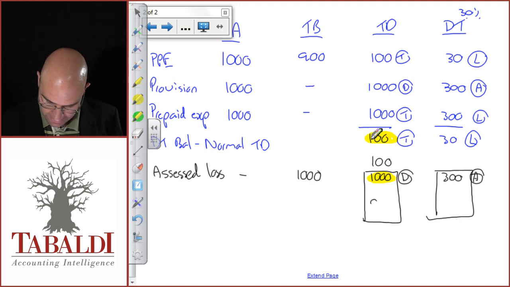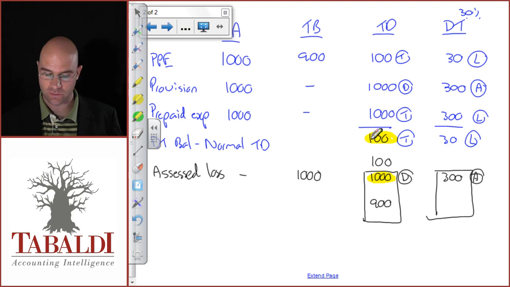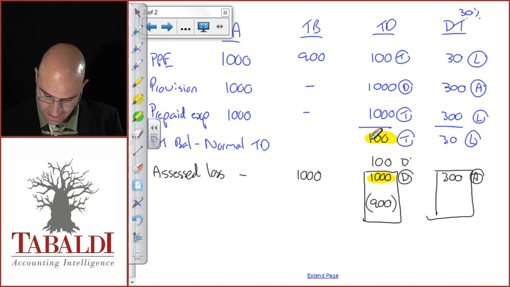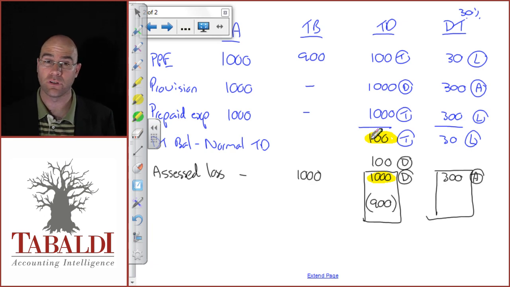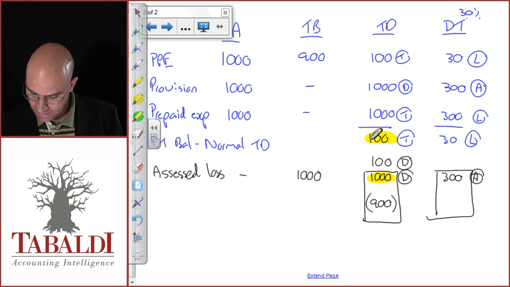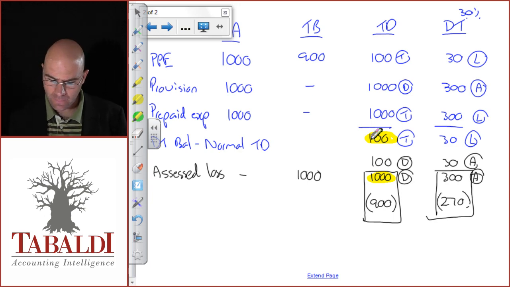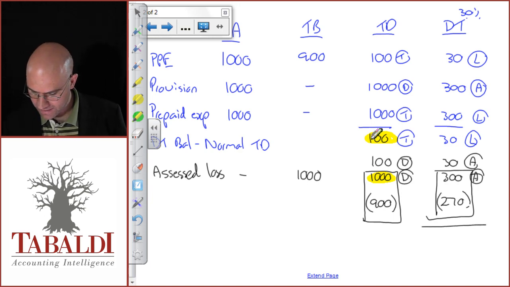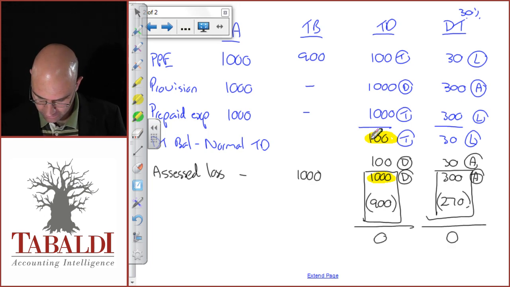So I would need to de-recognize or unrecognize 900 of that assessed loss, which would mean I would only raise a deductible temporary difference of 100 Rand, and therefore only a deferred tax asset of 30. I would need to unrecognize the other 270 of this deferred tax asset, and that would then give me a total deferred tax balance of 0 with temporary differences of 0.